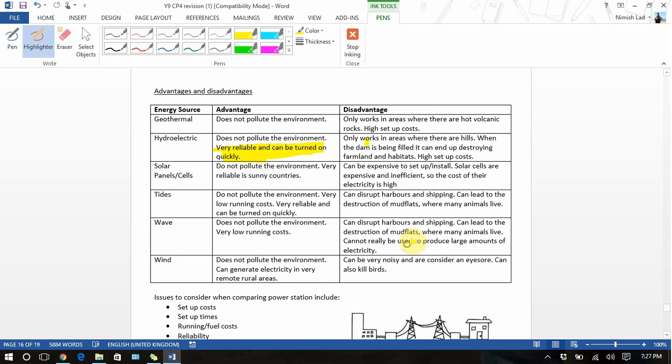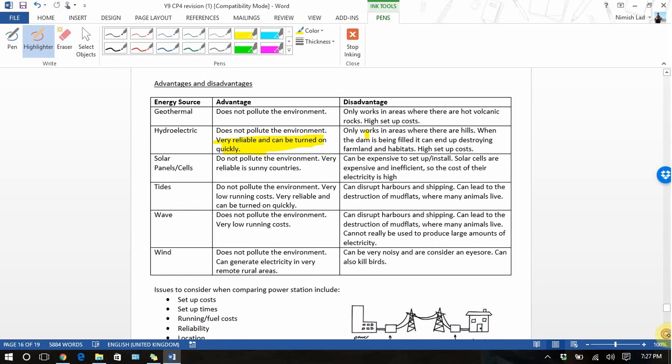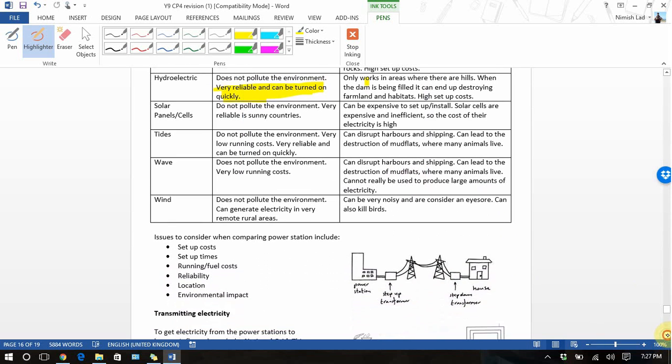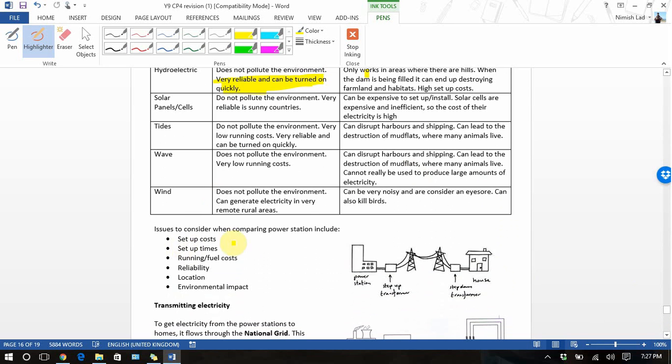So there's certain issues when you're thinking about the power station you're actually using. You need to think about how much it costs to set up, how long it takes to set up, the running fuels and the costs, how reliable the fuel actually is, the location, and the impact it actually has on the environment.